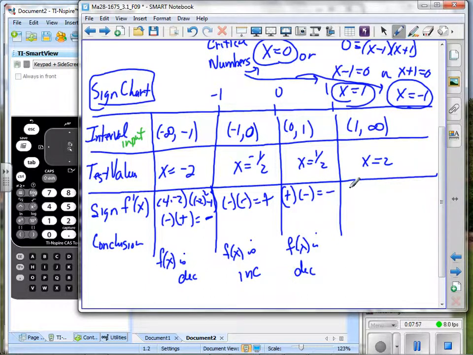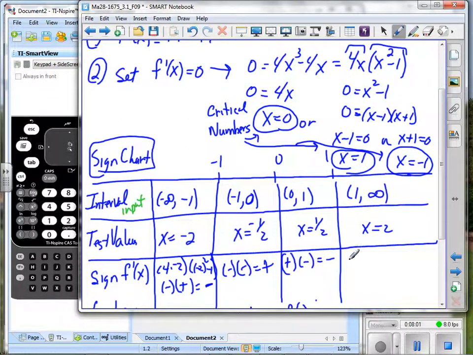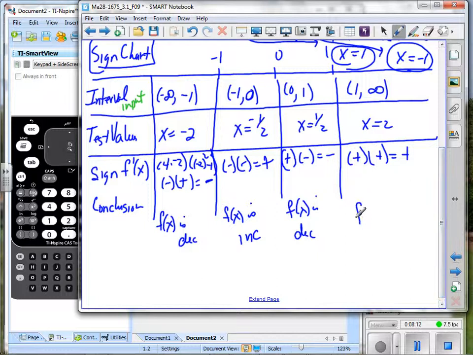Let's do one more just to make sure the notes are complete. If I put 2 in, my test value 2, 4 times 2 is positive. 2 squared minus 1, positive. Is the function increasing? Yes.